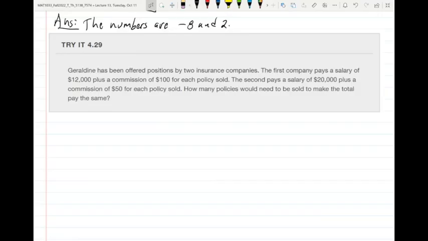The other offer is, okay, they're going to pay you a salary of $20,000. That's fixed. Then plus commission. What is it? Now, this time the commission is $50 for each policy that's sold. Okay?